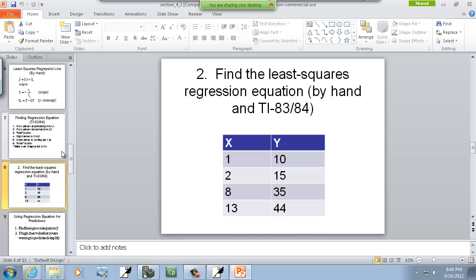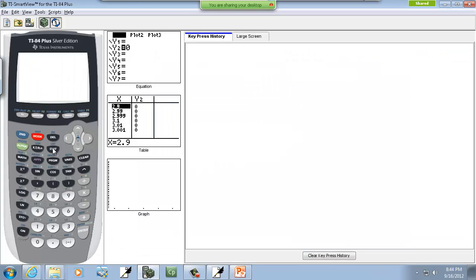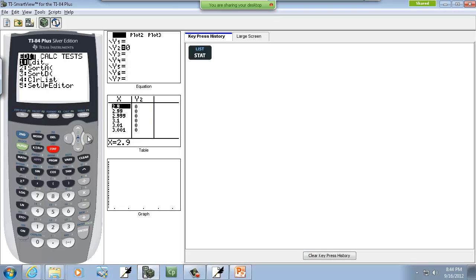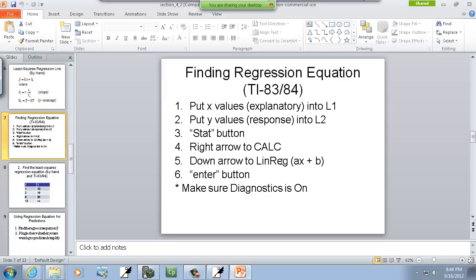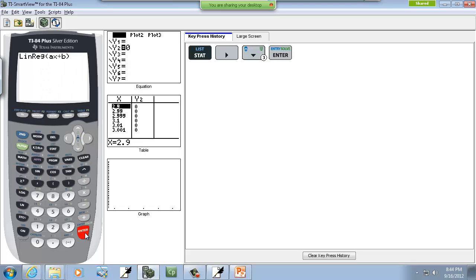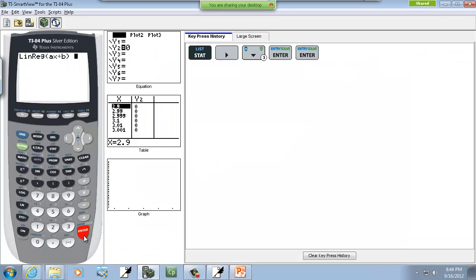There we go. Now we're going to press our stat button. Then it tells us to right arrow to calc, and it tells us to choose linear regression. So I'm going to come down to the fourth one. Now this is assuming you've turned your diagnostics on. And then it tells us to just press enter.